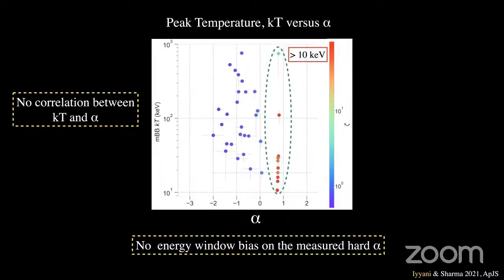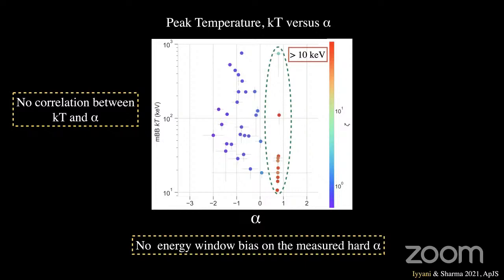Now, this is the interesting one, where we plot the peak temperature of the multicolor black body that we got versus the alpha. And interesting here is the zeta, if you remember: if it is very strong, in red, what we are talking about is very large values, that is, the spectrum is closer to that of a black body. And that is what I've highlighted here.